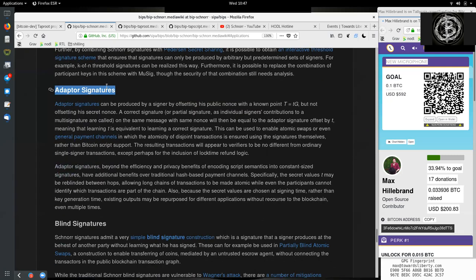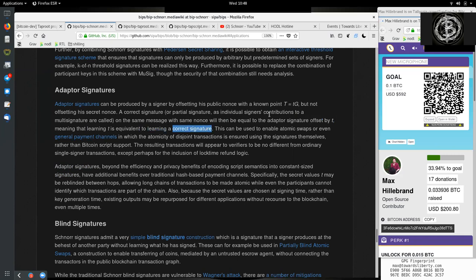So another really cool and major use case is adapter signatures used for scriptless scripts. Adapter signatures can be produced by a signer by offering his public nonce with a known point T equals lowercase t times G, so the nonce and the nonce commitment, but offset by his secret nonce. A correct signature, or a partial signature as individual signers' contributions to a multi-signature are called, on the same message with the same nonce will be equal to the adapter signature offset by t, meaning that learning t is equivalent to learning a correct signature.